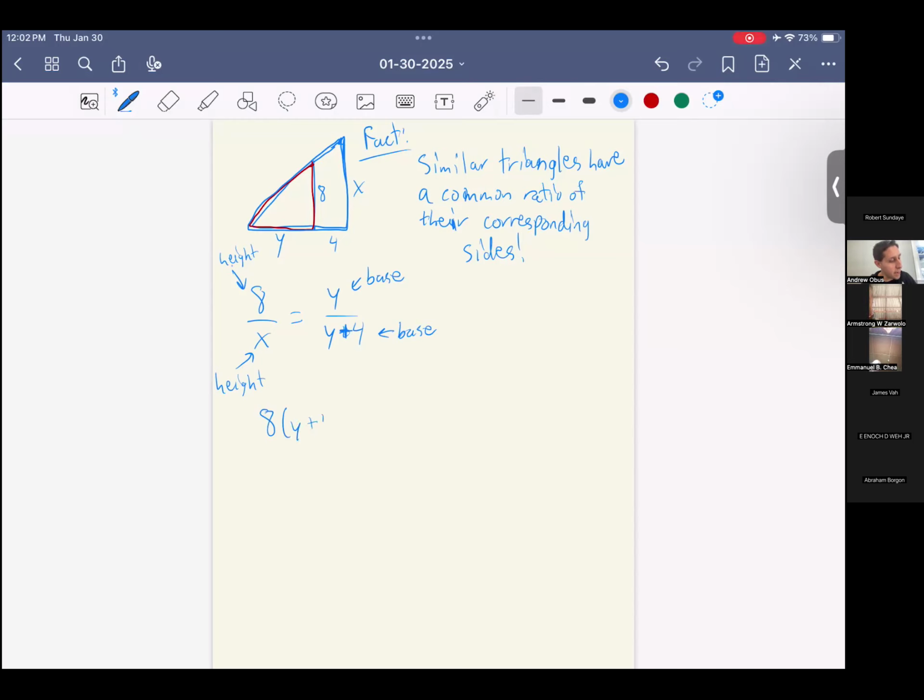So this tells us that 8 times y plus 4 equals x times y, or 8y plus 32 equals xy. Remember, we're trying to solve for y in terms of x, so we want to get all the y's on one side. So this tells us that 8y minus xy is equal to 32, which also tells us that y times 8 minus x is equal to 32. And this tells us that y is equal to 32 divided by 8 minus x. Okay.